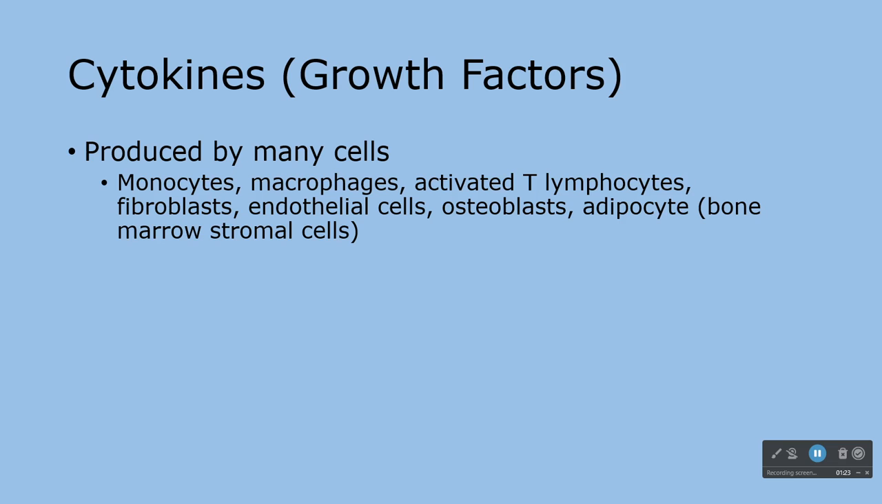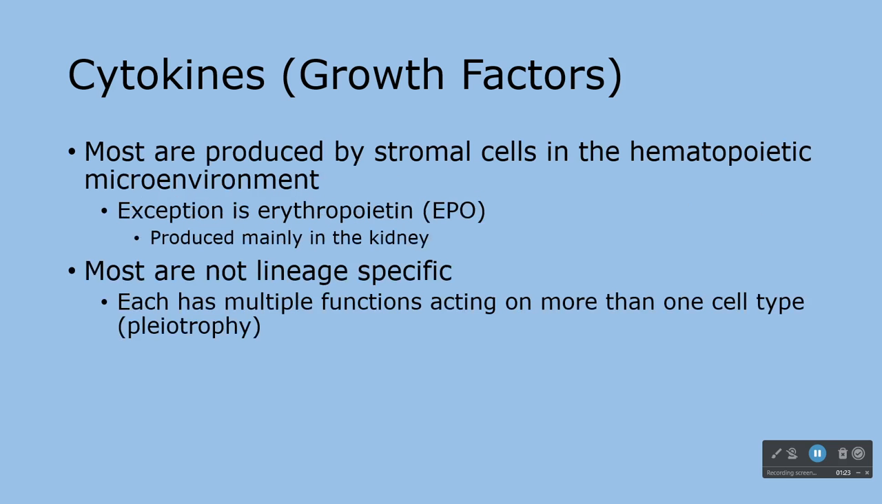Okay? All right, produced by many cells, but macrophages are one of the most common cells that we see. Endothelial cells, which are the cells that line the walls of vessels and also the bone. Osteoblasts and those adipocytes, or those fat cells. We talked about that earlier. Okay. Most are produced by the stromal cells in the bone marrow. Those little microenvironments, with the exception of erythropoietin.